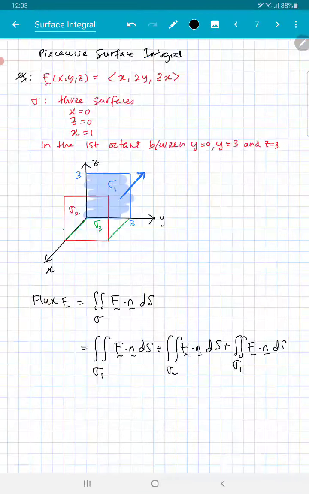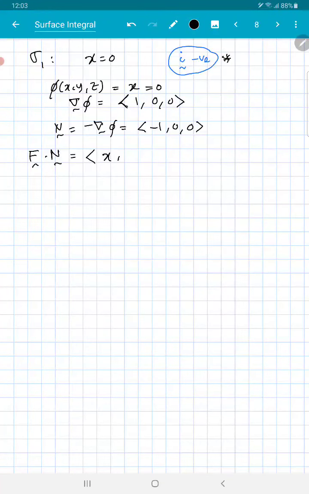Okay, F is xi plus yj plus 3xk. So we have x, 2y, 3x. Dot that with the normal vector to the surface sigma 1. So from here we get negative x plus 0, which is negative x.